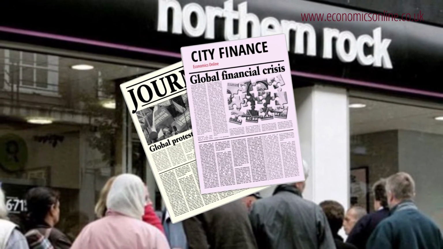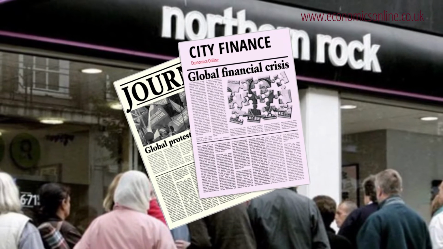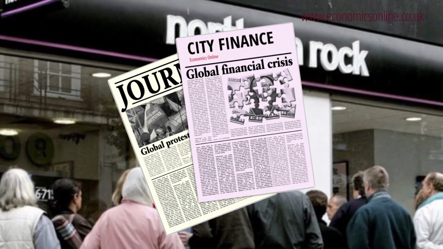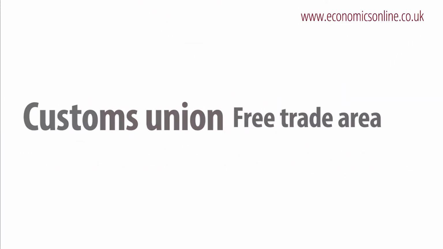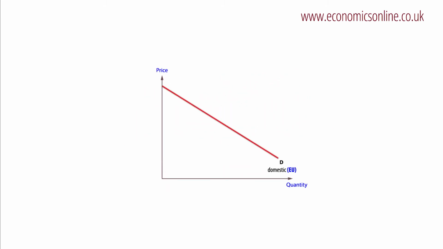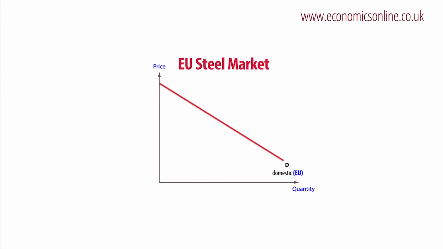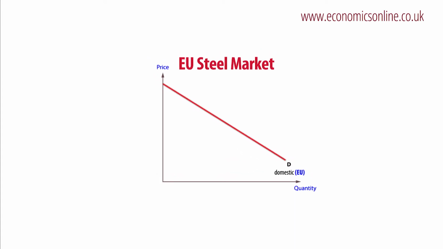As a result, very few countries are capable of surviving in the global economy without joining some form of trading bloc, such as a free trade area or a customs union. One common feature of these is the use of tariffs on imports. To show the specific effects of a tariff, we will take the simple example of imports of steel into the EU from a non-EU country.